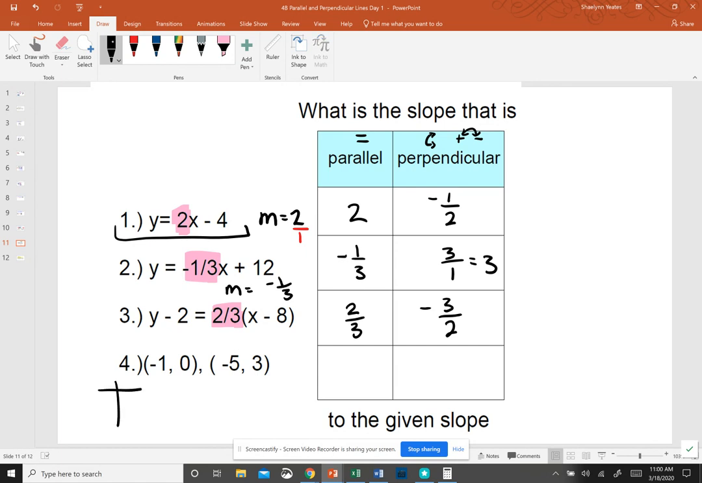Now on number 4, we need to do a little bit of math because we need to put the points in our table. So we've got negative 1, 0, negative 5, 3. Now my change in y is up 3, so I know that my slope is up 3, and then we don't know how far over yet. So from negative 1 to negative 5, that is down 4. So that's positive 3 over negative 4. So parallel would be negative 3/4, because a positive divided by a negative is a negative. Okay, and then perpendicular would be positive 4/3, because we have to flip it over and we have to flip the signs.